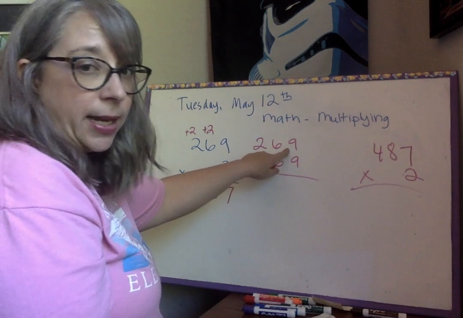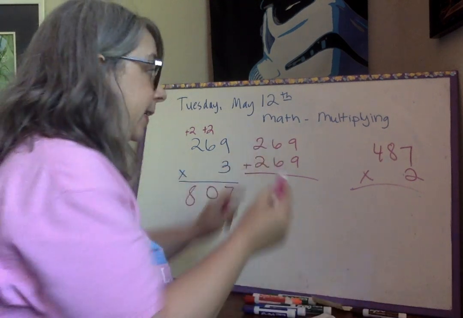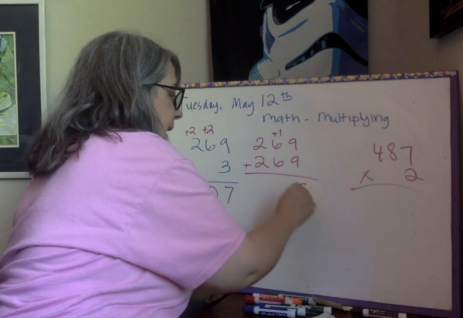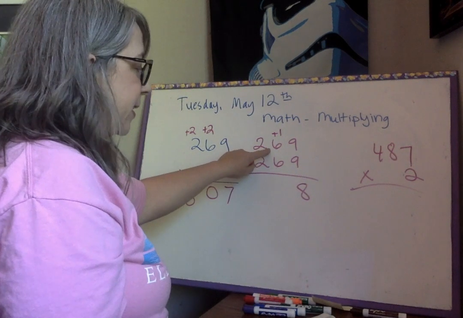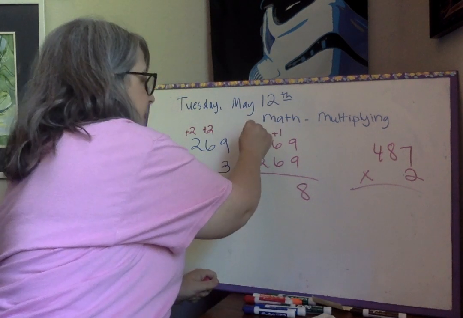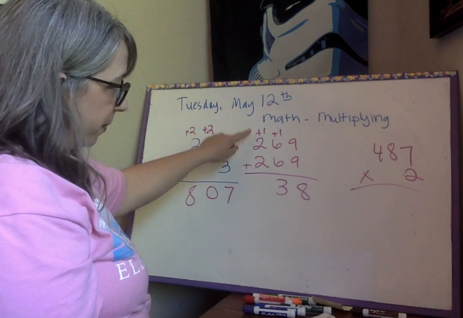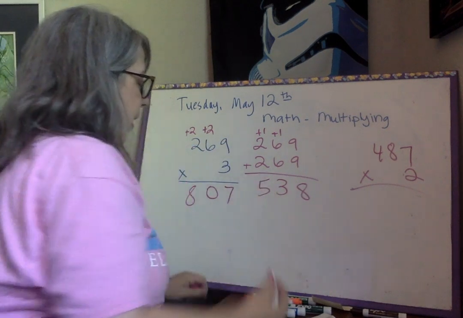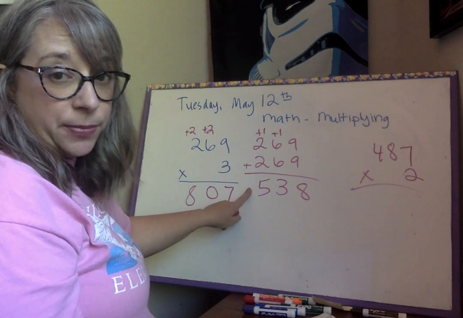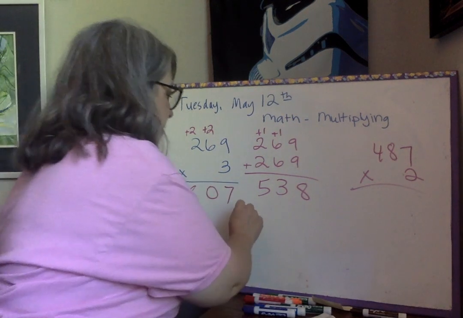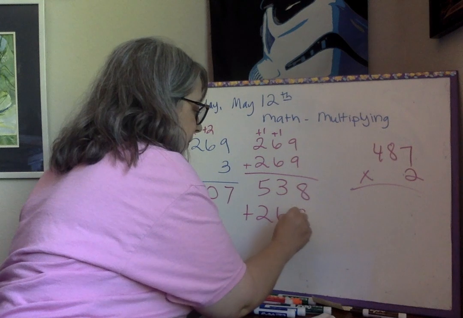So, 9 plus 9 is 18, plus 1, 8 down here. 6 plus 6 is 12, plus 1 is 13, so plus 1, 3. 2 plus 2 is 4, plus 1 is 5. Now, we've added it twice, so now we're going to add it a third time. So we're going to add 269.